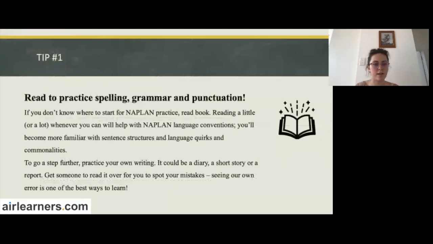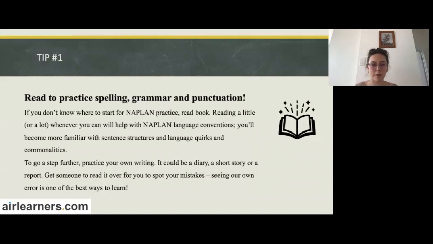So our first tip, read to practice your spelling, grammar, and punctuation. This is a really, really important tip. If you don't know where to start for NAPLAN practice, read a book. Reading a little or a lot whenever you can will really help you with NAPLAN language conventions. You become a lot more familiar with sentence structure and language quirks and commonalities, as well as your spelling.